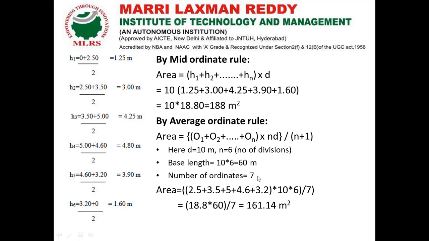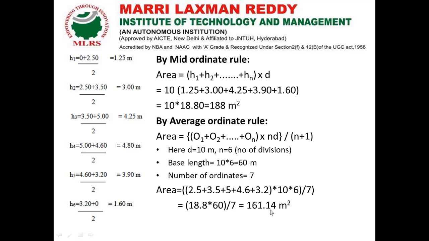So 7 I'm going to use. n plus 1 here, so n equal to 6. By substituting these values here we are going to take direct values of ordinates. So our ordinates are 0 plus 2.5 plus 3.5 plus 5 plus 4.6 plus 3.2 plus 0. The whole multiplied with 10, that is distance d, multiplied with n, that is equal to 6. The whole divided by n plus 1, 6 plus 1, so 7. So I am getting the answer of 161.14 meter square if I calculate the area using the average ordinate rule.